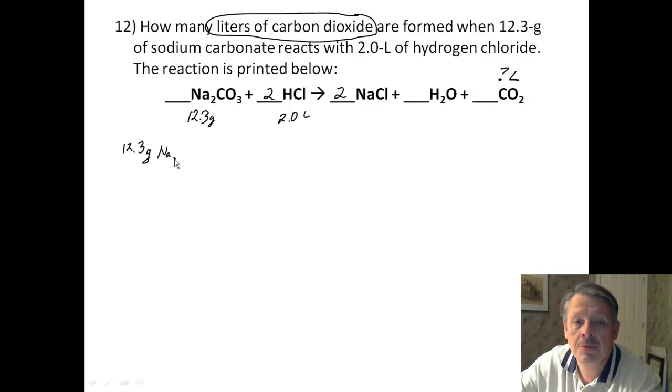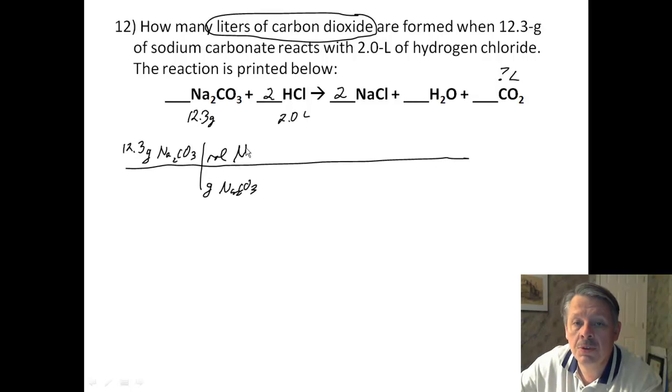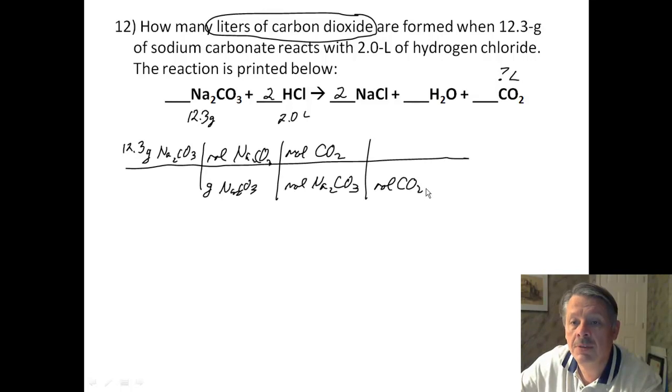So let's go ahead and do that. 12.3 grams of sodium carbonate, and we're going to liters of carbon dioxide. So I have to go from grams of sodium carbonate to moles of sodium carbonate. And then from moles of sodium carbonate, I have to go to moles of carbon dioxide. And then from moles of carbon dioxide, I have to go to liters of carbon dioxide. And that'll give me an answer.